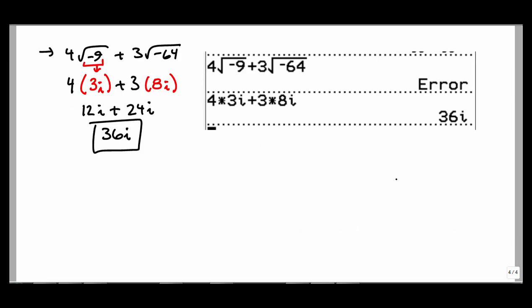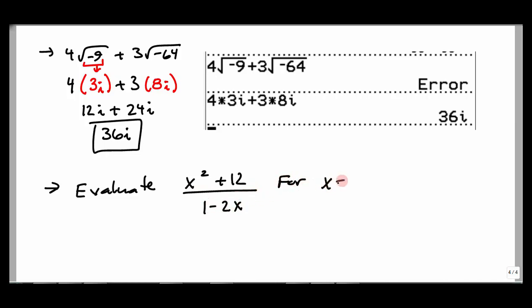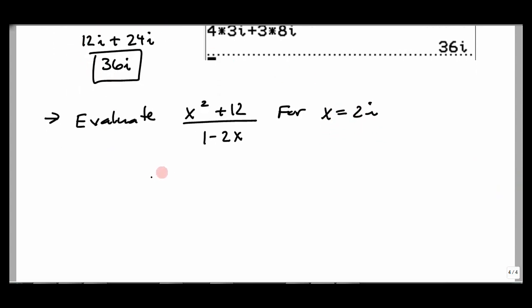Another type of problem that you'll run across is simplifying. So you'll be asked to substitute a complex number into an equation and solve. So for instance, you might have something like evaluate x squared plus 12 all over 1 minus 2x for x equal to 2i. Something like that. So that means basically everywhere that you see an x, you're going to plug in a 2i.